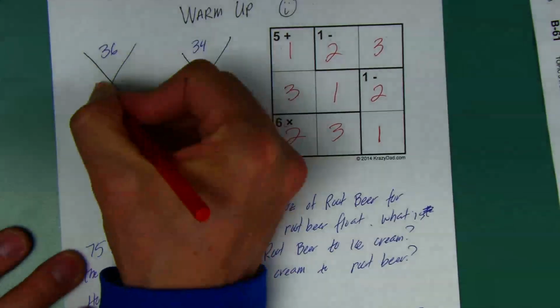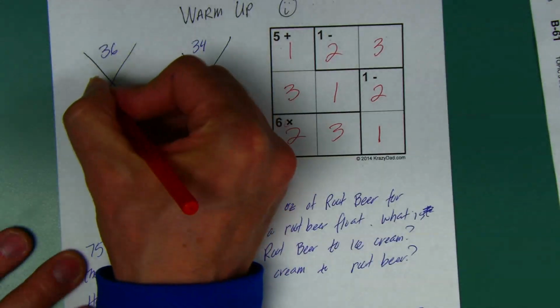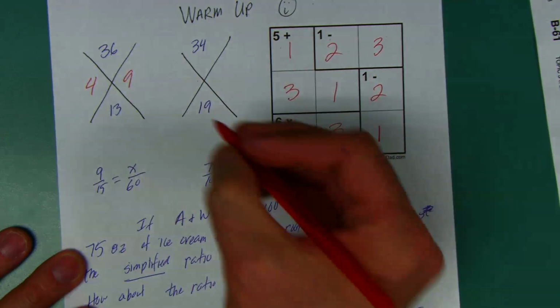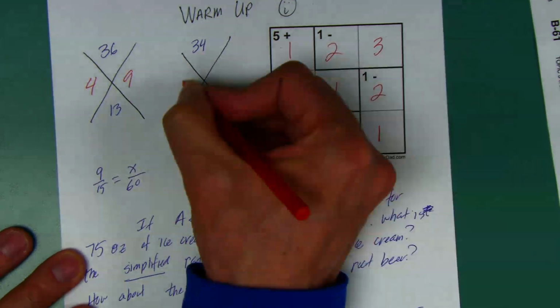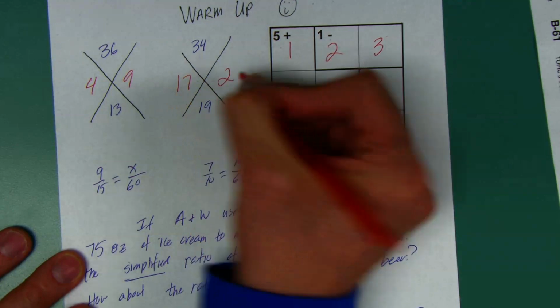36 and 13 is going to be 4 times 9. And 34 and 19, 17 times 2, and 17 plus 2. All right.